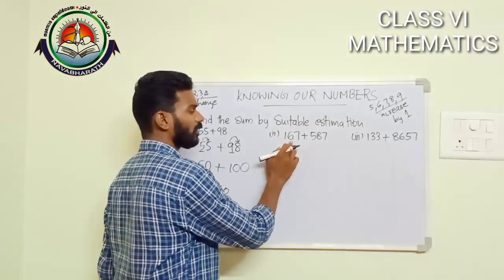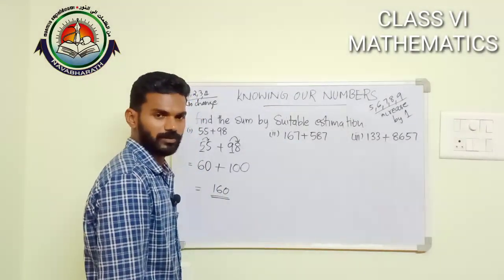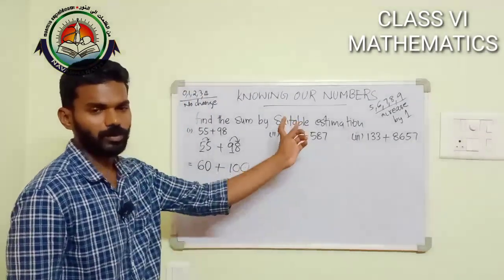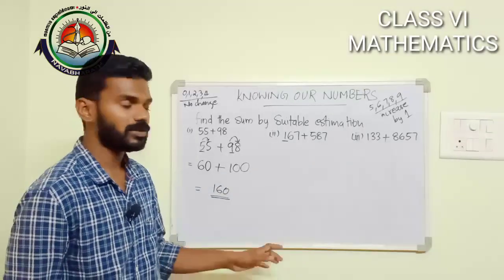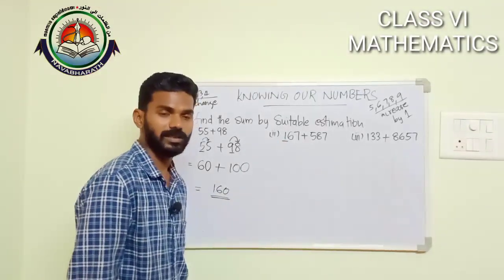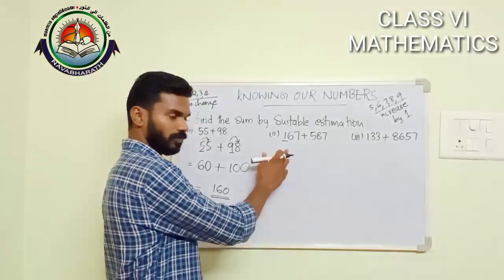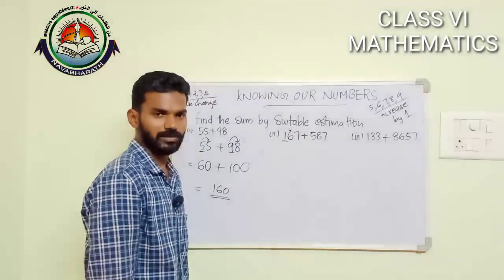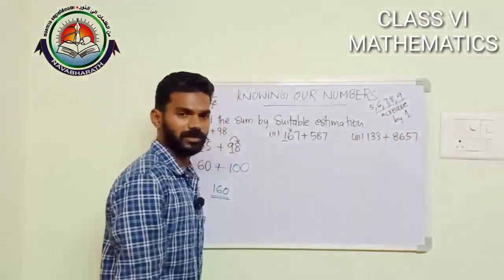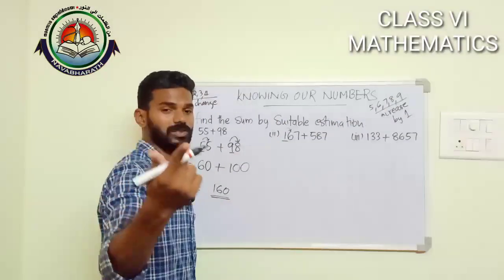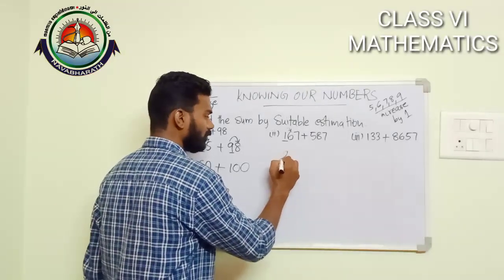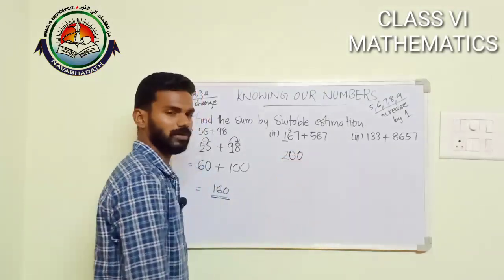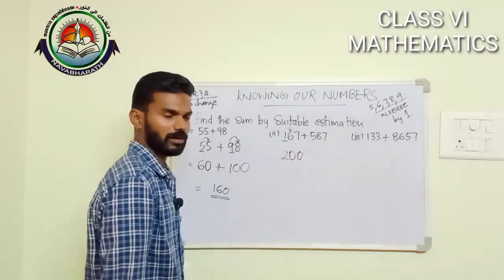Consider the number 167, which is the digit at the hundreds place. We are going to round off to the nearest hundred. So which is the digit at the hundreds place? It is 1. So consider the next digit. It is 6. 6 belongs to this category. So this 1 has to be increased by 1 so that it would become 2. Then all the remaining digits replaced as 0 so that it would be rounded off to 200.